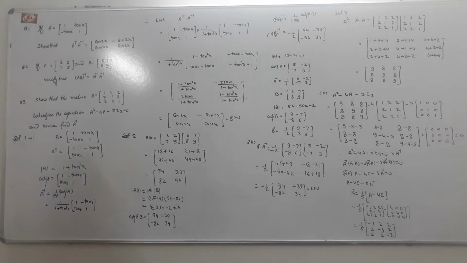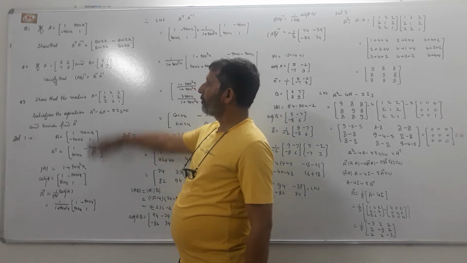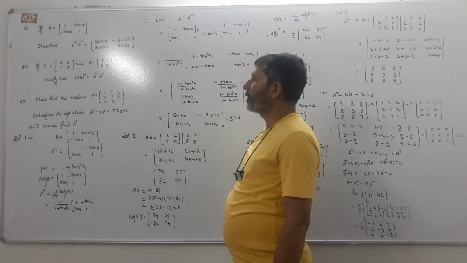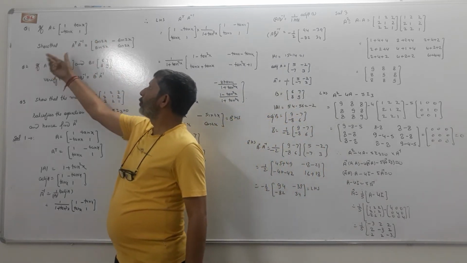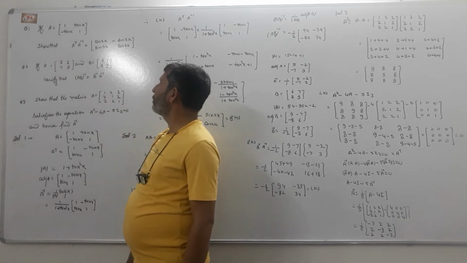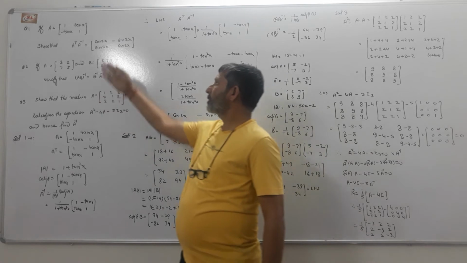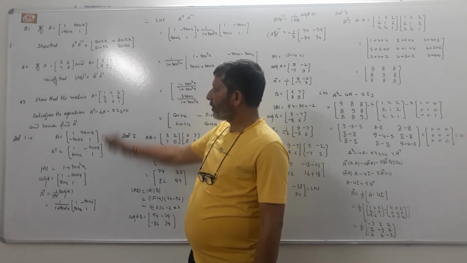Yes. So now we start with the questions related to the inverse of a matrix. The first question: if A is a square matrix whose first row is 1, tan x, and second row is minus tan x and 1, then show that A transpose into A inverse is equal to the matrix cos 2x, minus sin 2x, sin 2x and cos 2x. So first we start the first question.